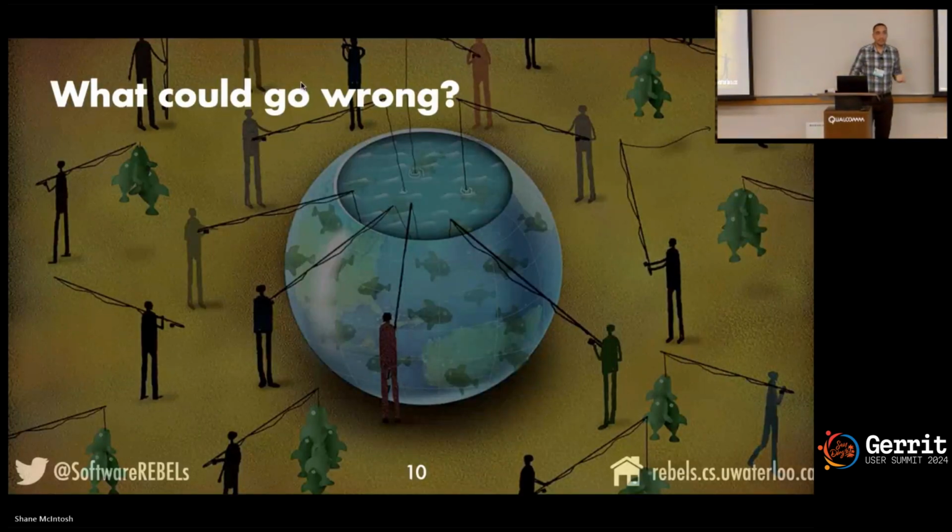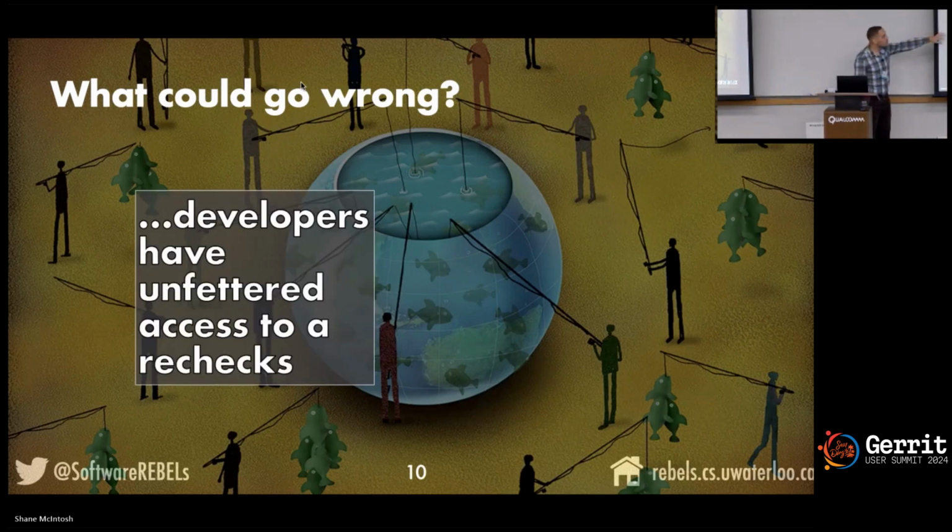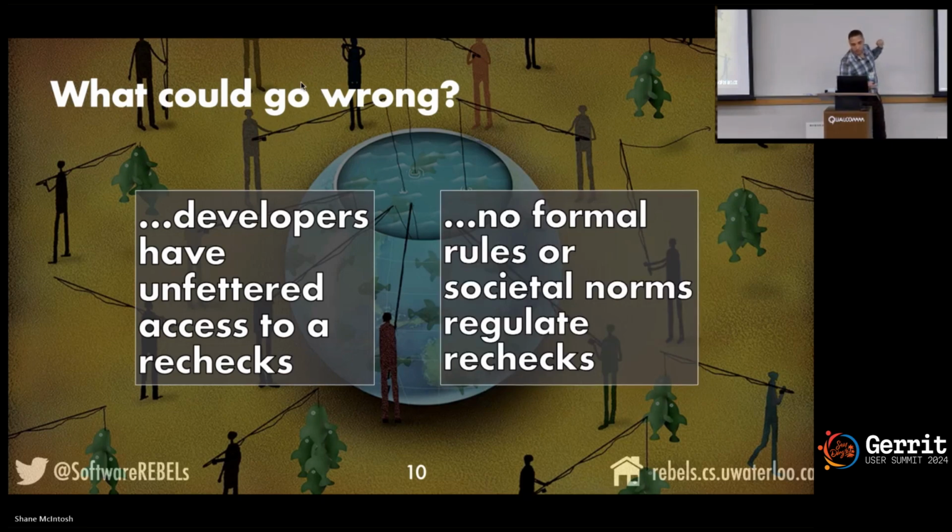So we've now set the context, and I'm going to bring you back to this economics and sociology idea of the tragedy of the commons, right? So what could go wrong? We have this amazing recheck feature that allows me to rerun the build when things go wrong, right? Well, developers have unfettered access to rechecks. CI/CD resources are not free, believe it or not. And there are no societal or formal rules that control rechecks. Developers aren't signing the checks that pay for CI/CD resources, so effectively it looks like it's free. So what do we think is going to happen?